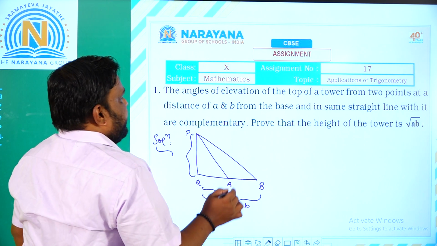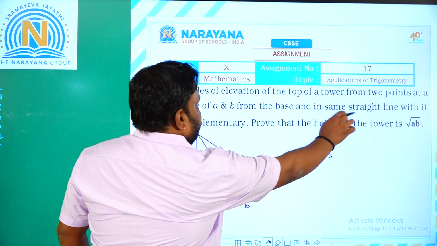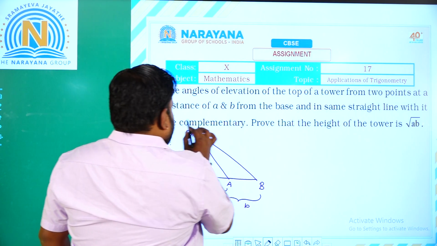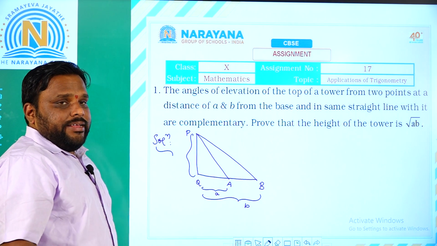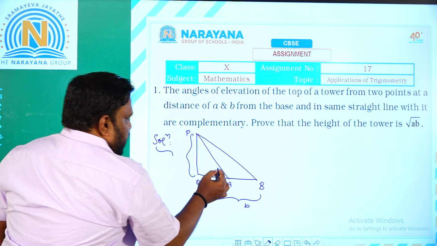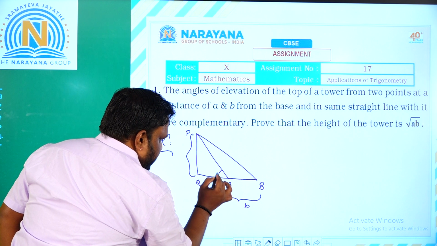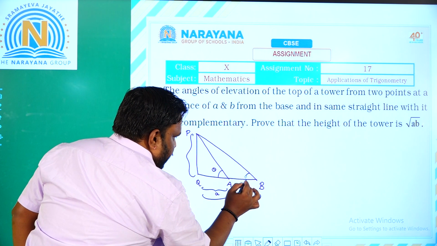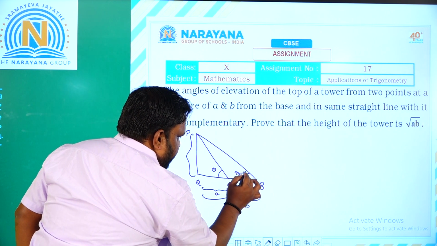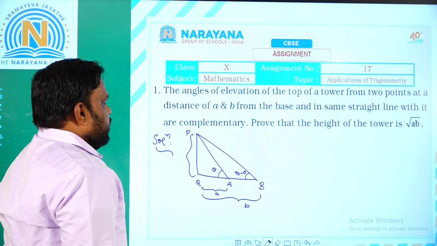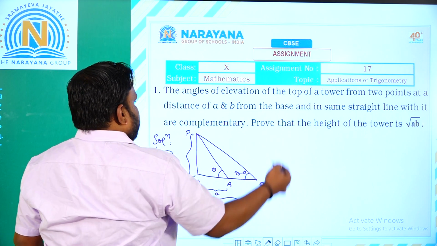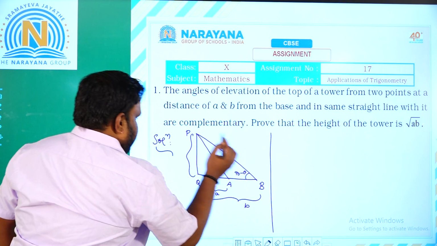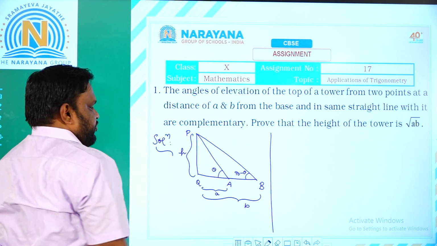And here if you observe an interesting thing, the angles of elevation are in the same straight line and complementary. So what are complementary angles? When you add two angles you will get 90 degrees, that is complementary angles. So if you assume the angle of elevation here as theta, then obviously this will be 90 minus theta. Okay. So now what you have to find out? You have to just find out the height of the tower, and you have to prove the height of the tower is root AB. So let us assume that the height of the tower be h.